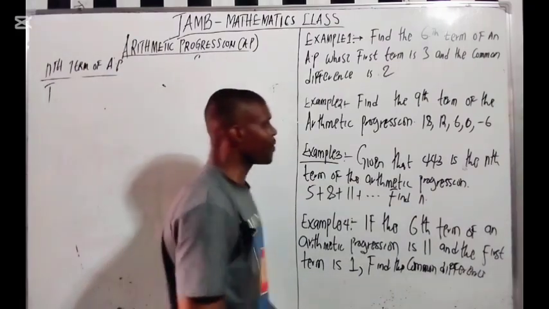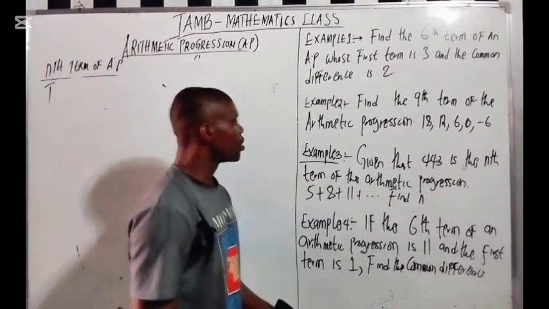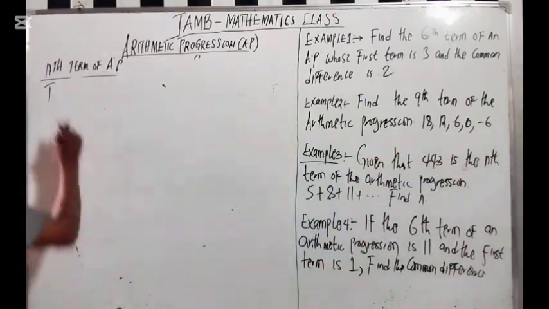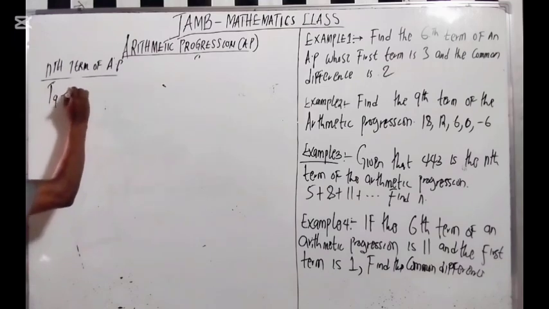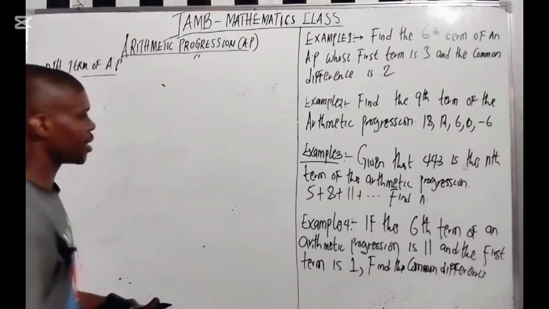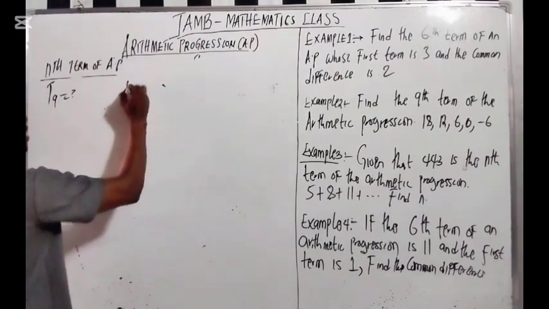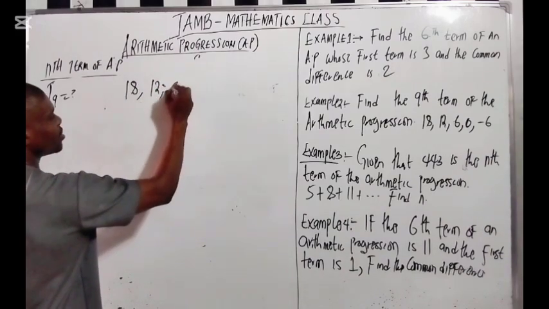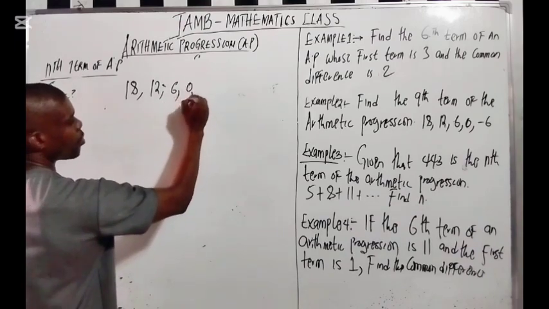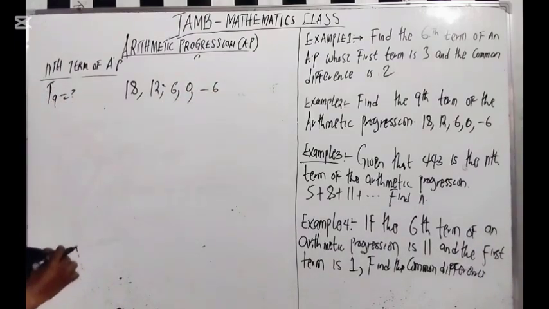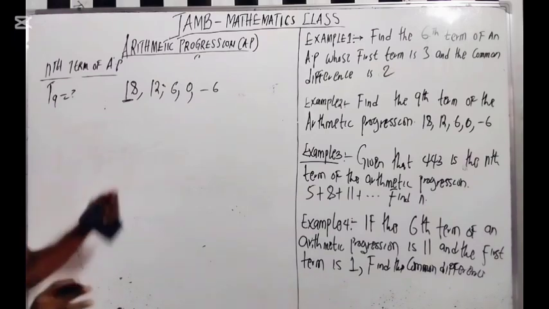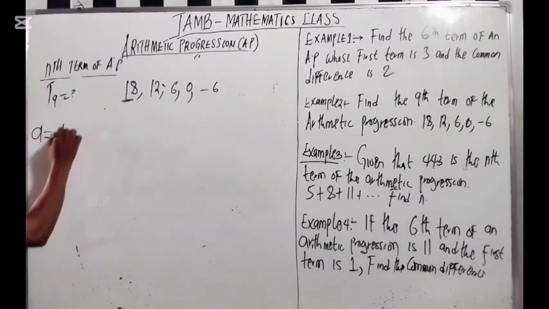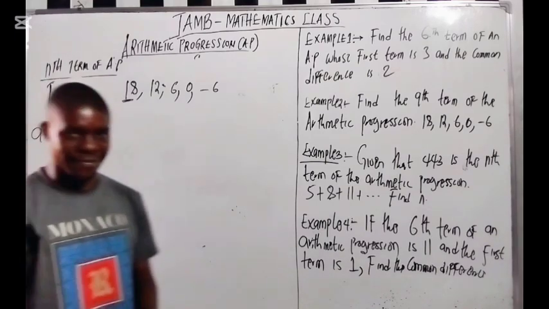Find the ninth term of the arithmetic progression. They're asking us to look for the ninth term. Look at the progression here: 18, 12, 6, 0, minus 6. Our first term is the first one here, so A equals 18.